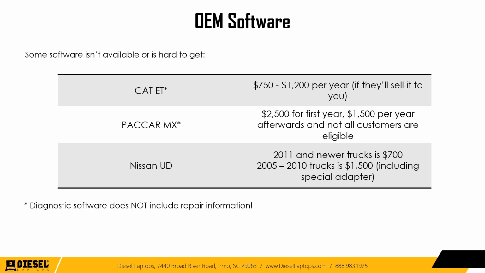The PACCAR MX software to do just the MX engines, no repair information. You can't change any engine parameters. You kind of have like a neutered version of the dealer version of the PACCAR Davie software. It's $2,500 for the first year and $1,500 a year after that. Nissan UD, if you work on those small trucks, they have different software packages because Nissan UD has been bought and sold by a couple different companies through that period.